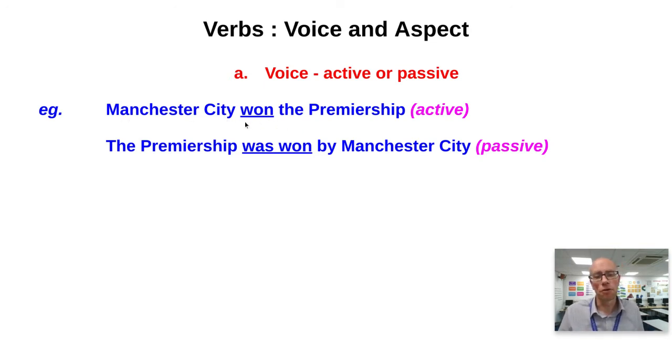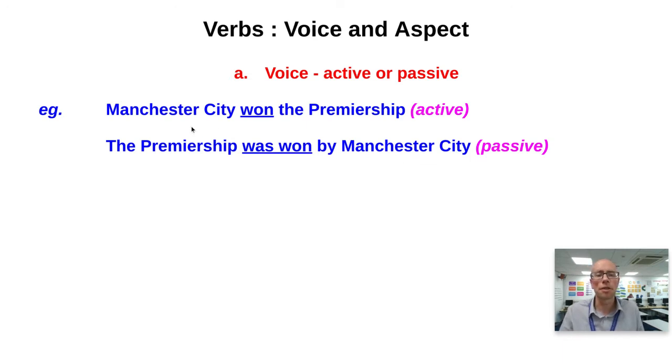And there we've got the verb won, and we've got an object over here. So the subject of the verb is being foregrounded at the beginning of the sentence. And that's slightly different in tone. It's the same meaning, I suppose, but it's slightly different in tone with this sentence here, which is the passive voice. So the Premiership was won by Manchester City.